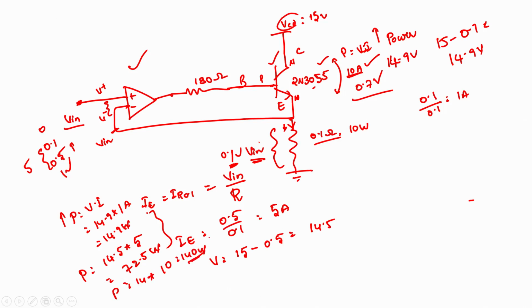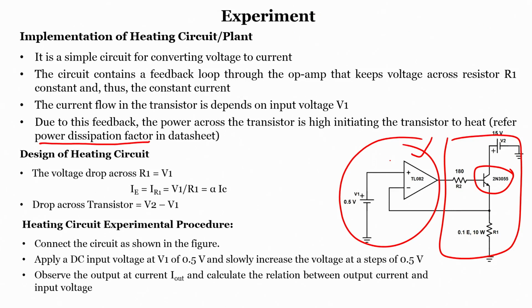So one thing is clear: as we keep on increasing the voltage, the current flow through the system is increasing, even though the voltage drop across the transistor is lower compared to when it is at a low input voltage. But the multiplication of voltage and current, which is nothing but the power, is really higher. Because of that, this 2N3055 will start heating. In order to understand how many degrees centigrade it will heat, you have to understand the power dissipation factor, which you can get from the data sheet.